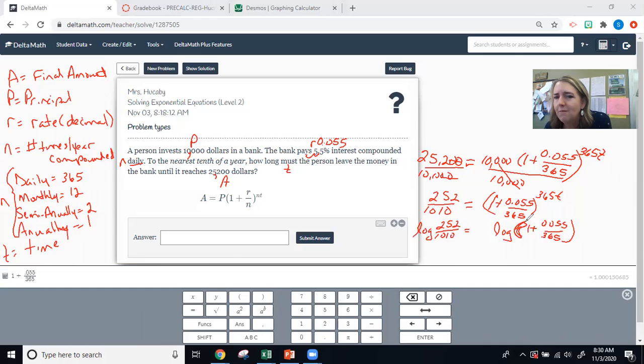So remember our power rule? Sorry, I made a mess. If I have a log of something raised to a power, I can bring that exponent, that power, over here in front, 365t. Now this t, that's what I'm solving for. Since these are all multiplied together, I can divide both sides by 365 times log of 1 plus 0.055. Did I write that wrong? That's getting messy.